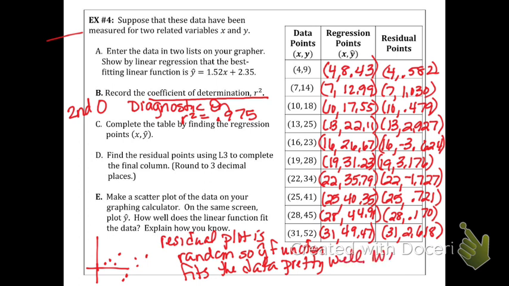We also know that r squared was equal to 0.975, which is near 1. That also means that it fits the data really well.